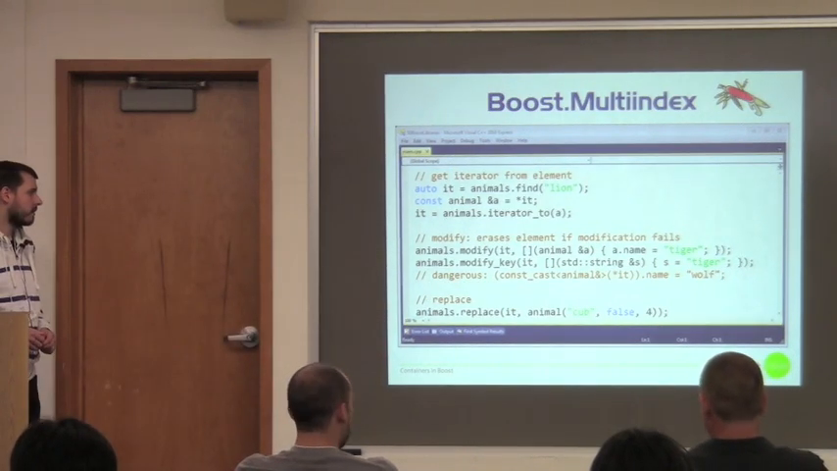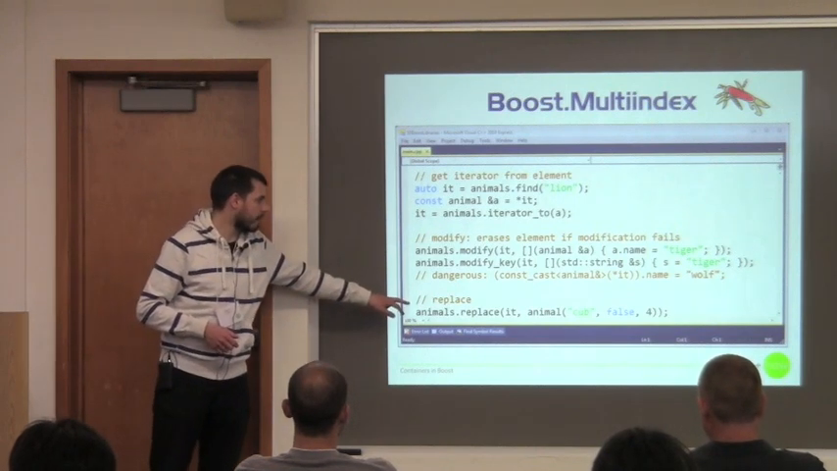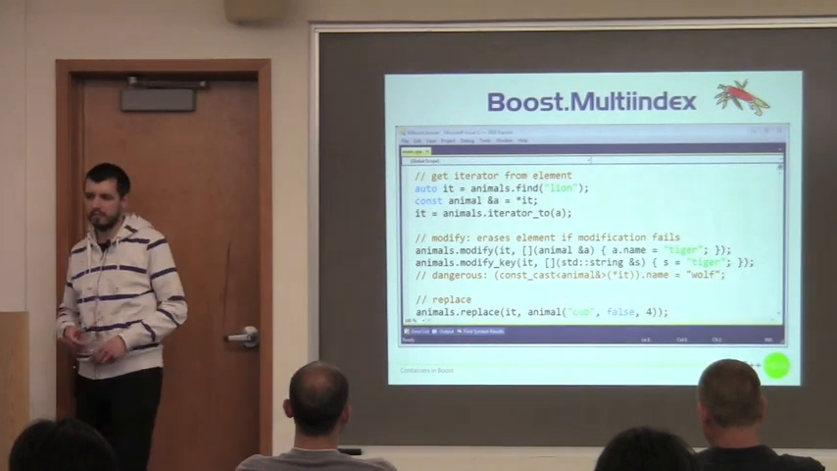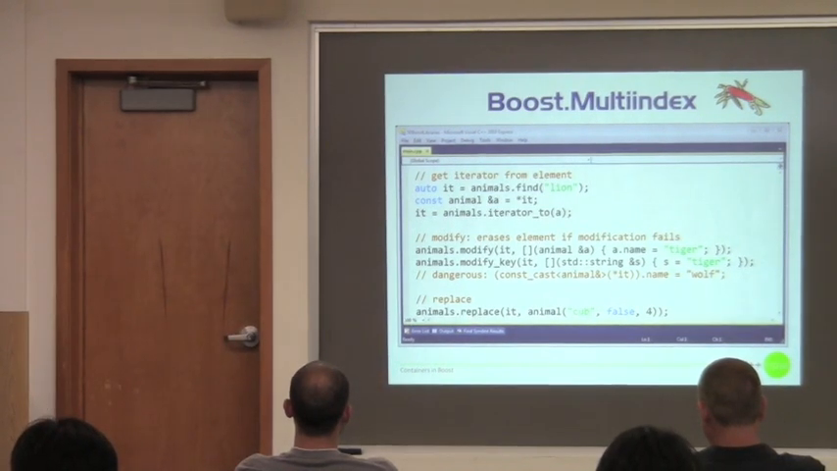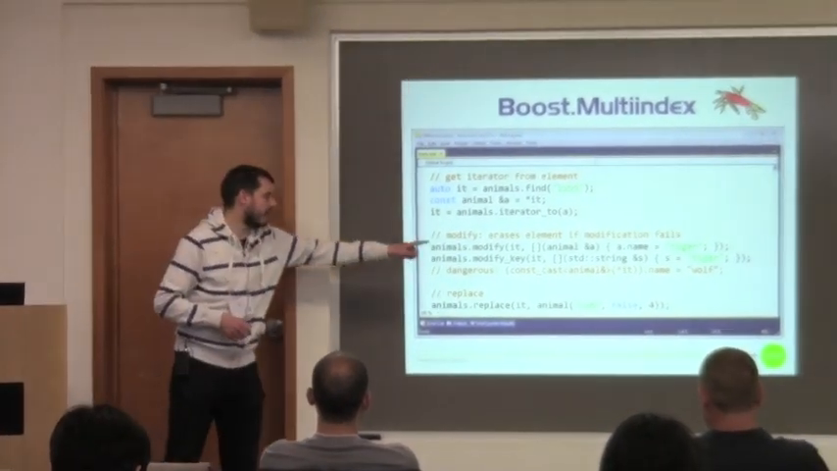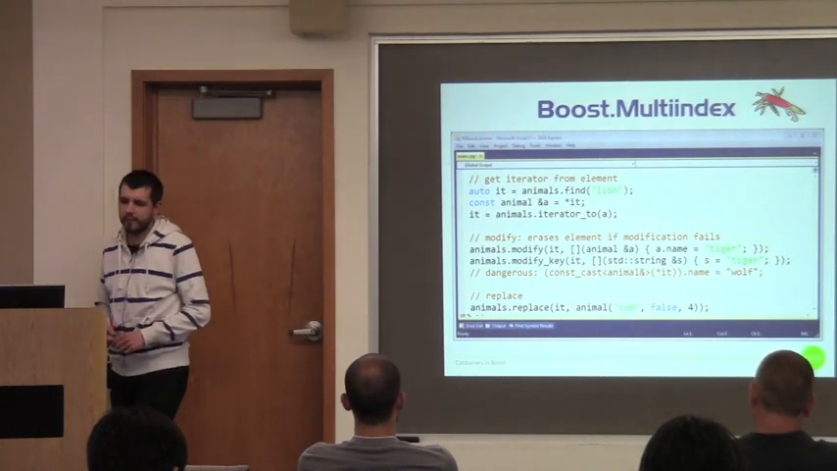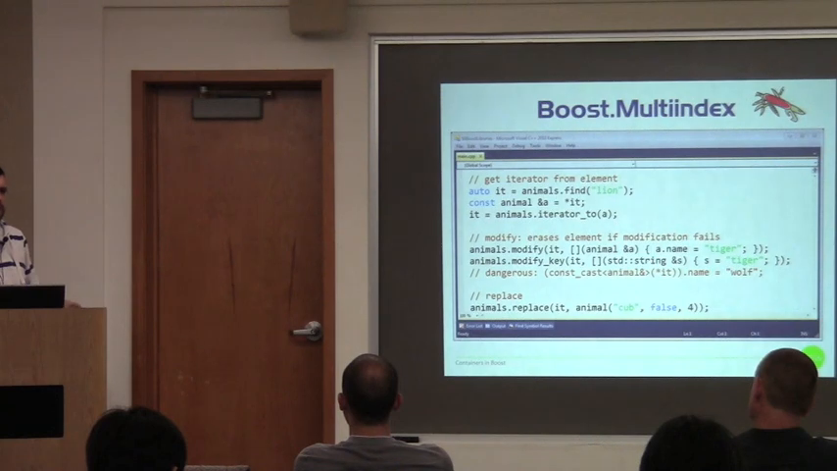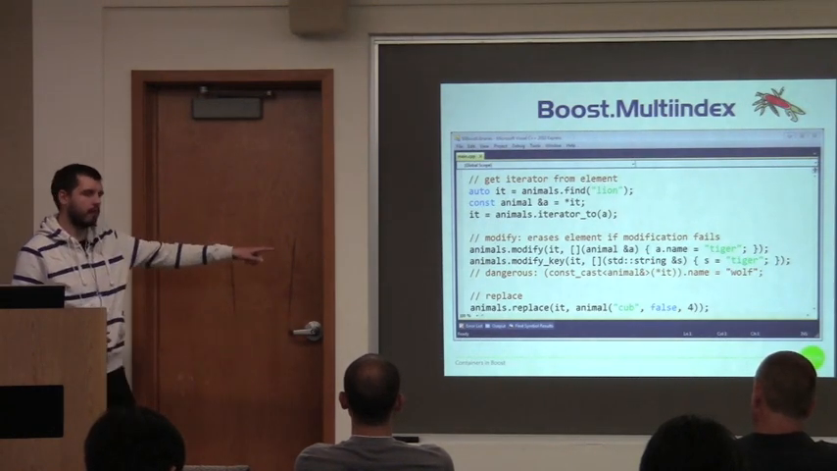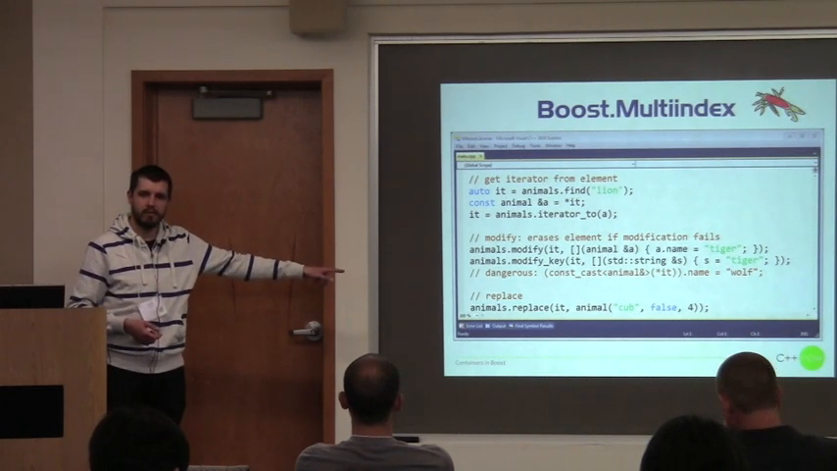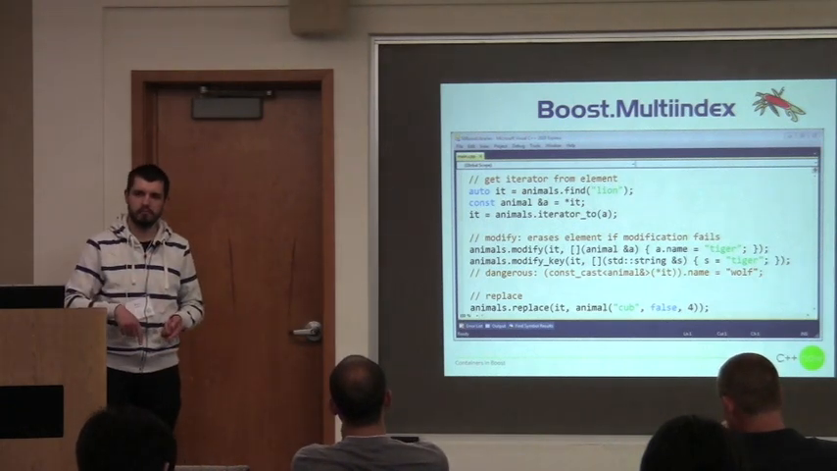Last but not least, there's another function I want to mention, replace. Replace does just what the name suggests. It replaces one object with another. In this case, I would replace my lion, or in this case it is called tiger, with another animal called cub. And again, if the animal which I'm trying to add here doesn't fit into the container because you would invalidate an index again, because there is maybe already another animal called cub, then the replacement fails. So the one element is erased, but the new element isn't added.